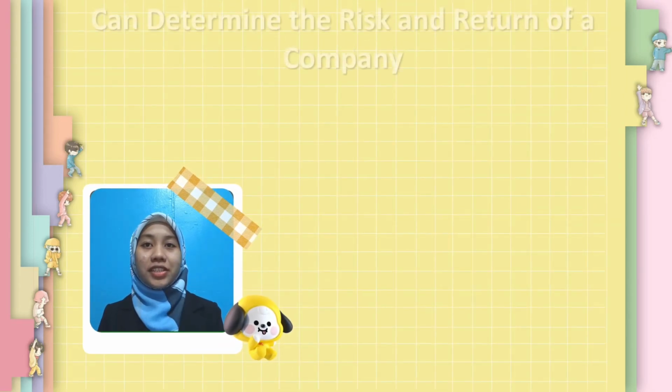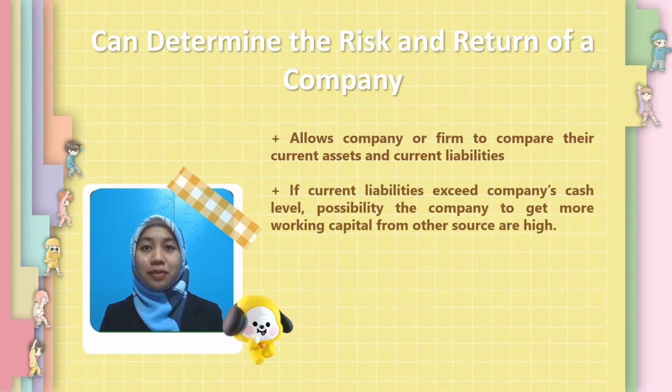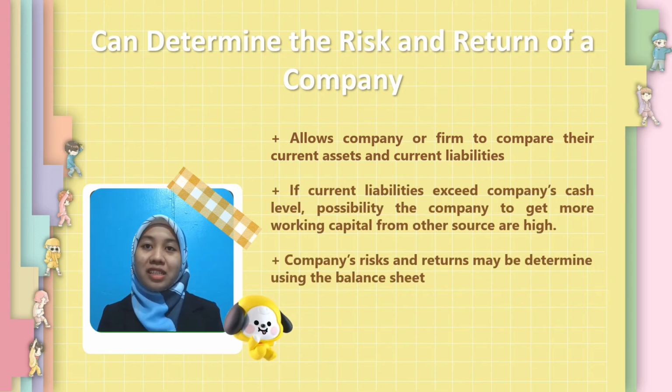The balance sheet also allows companies or firms to compare their current assets and current liabilities. Then it can determine whether the company can meet its short-term commitments. If current liabilities exceed the company's cash level, the possibility that the company needs to get more working capital from other sources is high. Therefore, a company's risk and returns may be determined using the balance sheet.